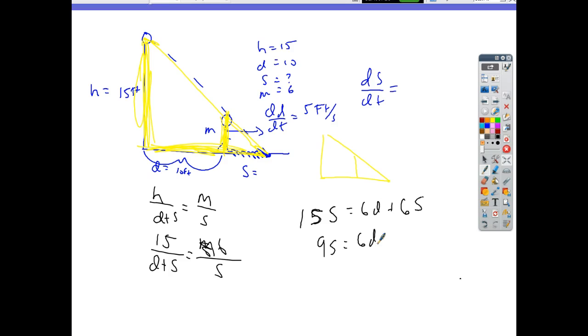If you use the word multiply, your life will be on the edge. So what are you going to do? You're going to take the derivative of both sides. Good call. See, that's on recording, so you can say that for later. 9 ds dt equals 6 dd dt.